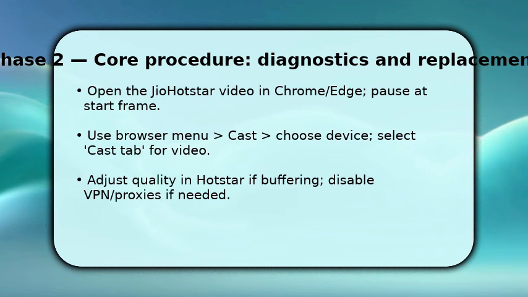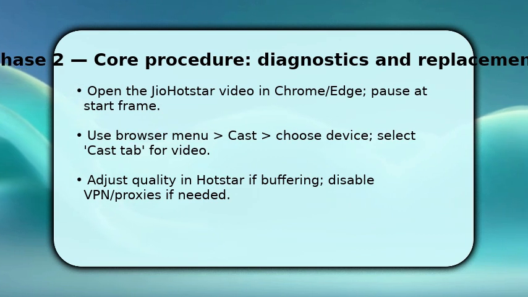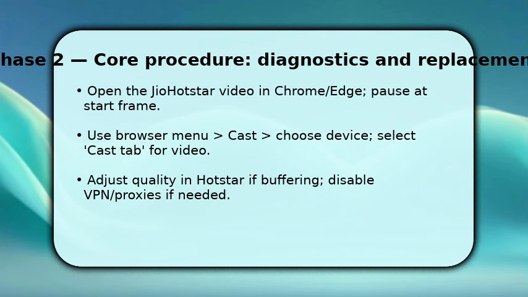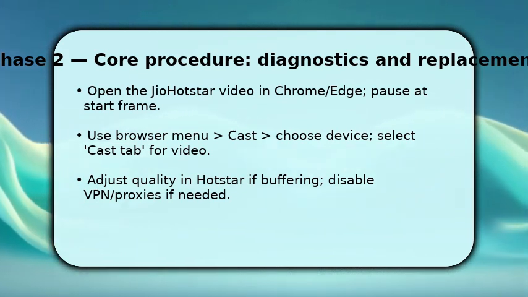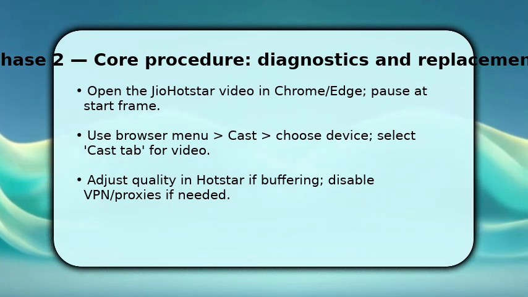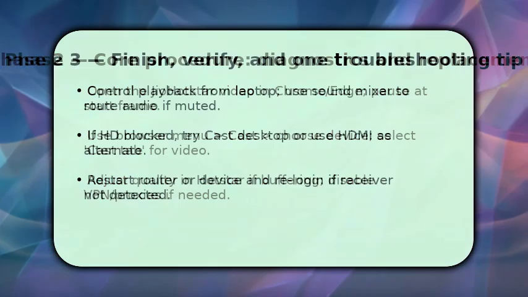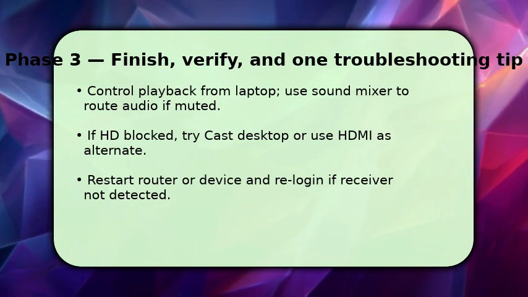If the stream stutters, reduce Hotstar quality or switch to Cast Desktop as a fallback. Make sure no VPN or proxy interferes because encrypted streams often fail over altered networks. This sequence ensures the video, audio, and controls remain responsive on both ends. Finish by confirming playback control on your laptop.